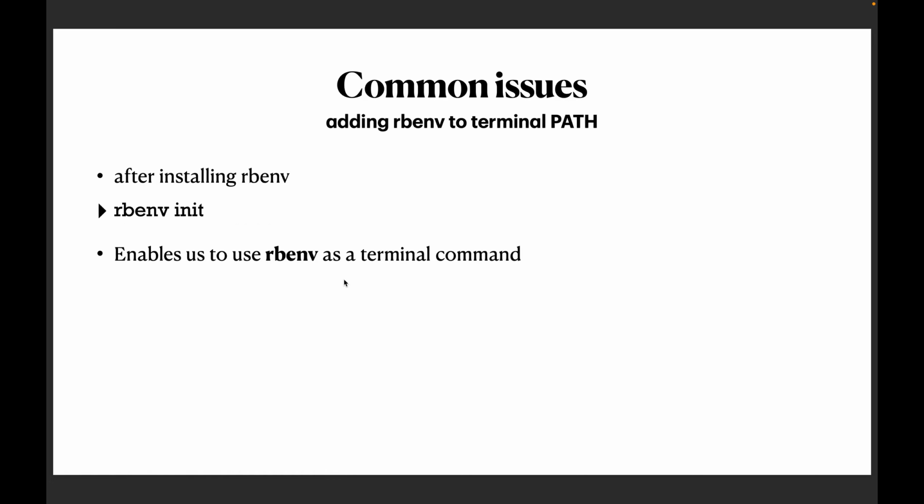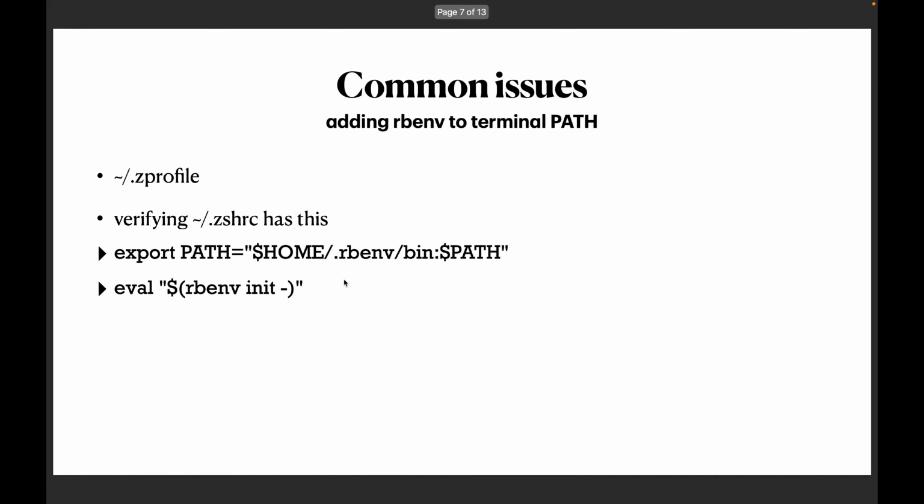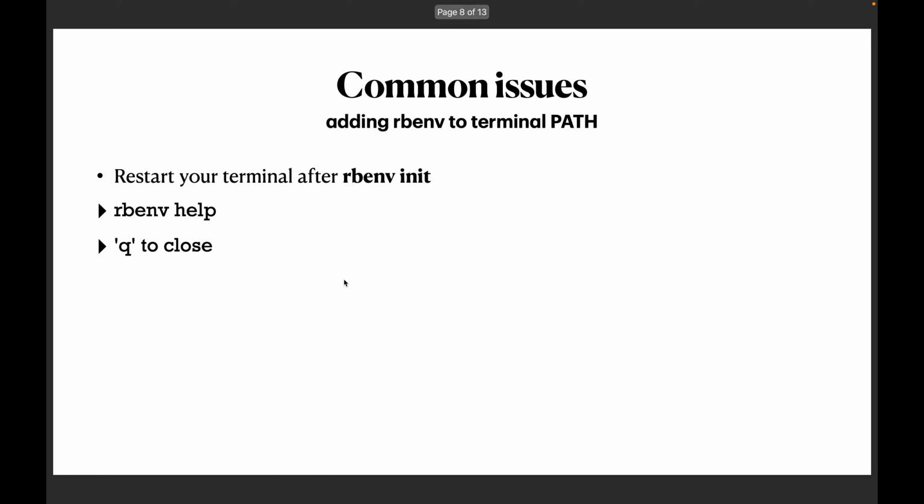All right, adding rbenv to the path. This lets you use rbenv as a terminal command and is as easy as running rbenv init. You can verify that this worked by checking your Z profile, which was previously called zshrc. And then after that, just make sure to restart your terminal.